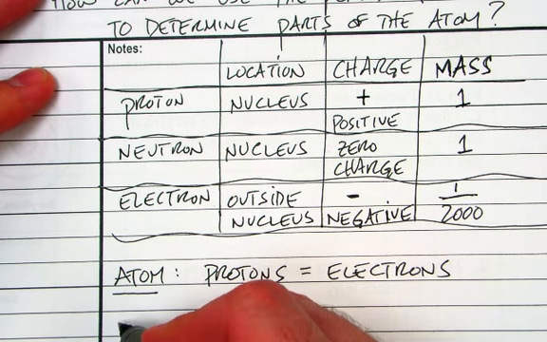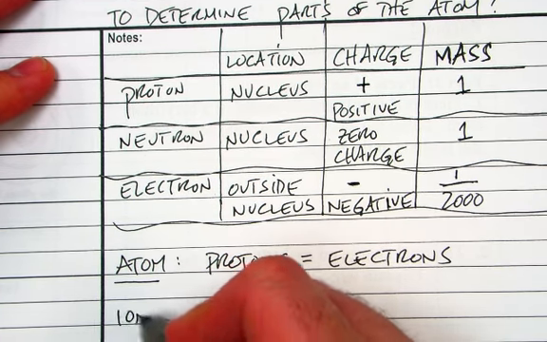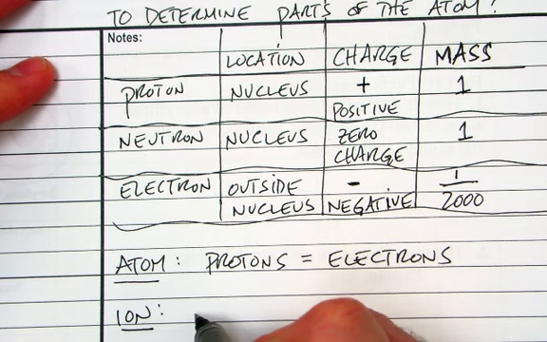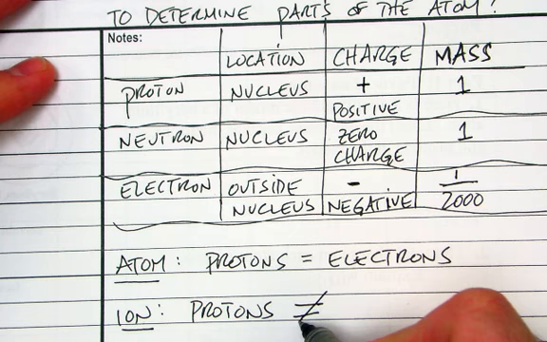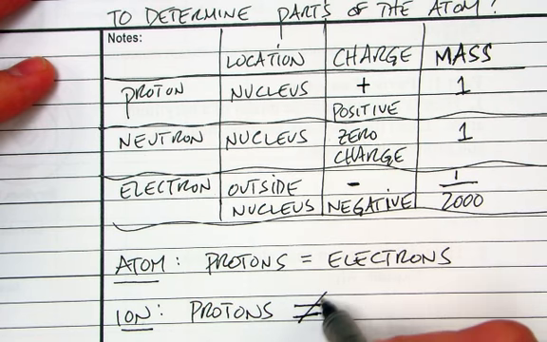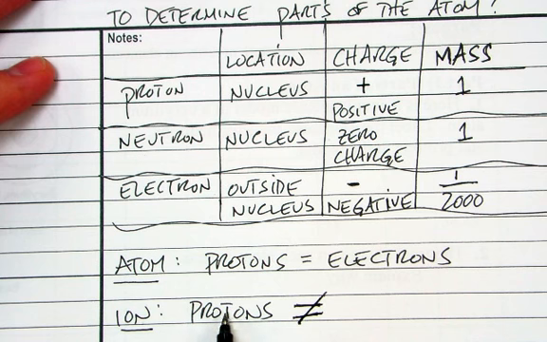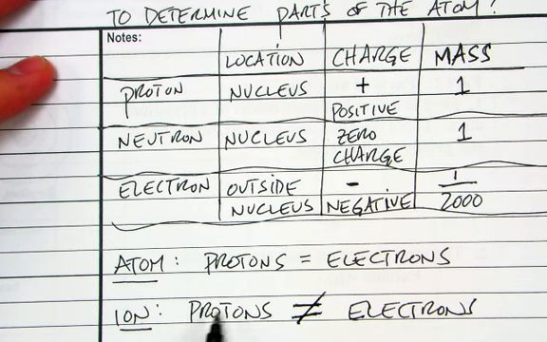One word that we're going to use a little bit later is ion. When you have an ion, the protons do not equal the electrons. This symbol means do not equal. If that looks really weird and you've never seen it, go ahead and write protons, then use the words do not equal electrons. We're mainly going to work on atoms right now, talking only about atoms.